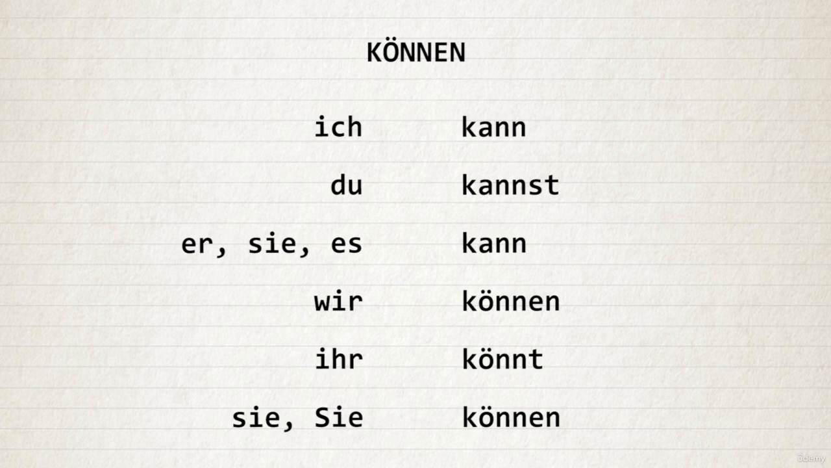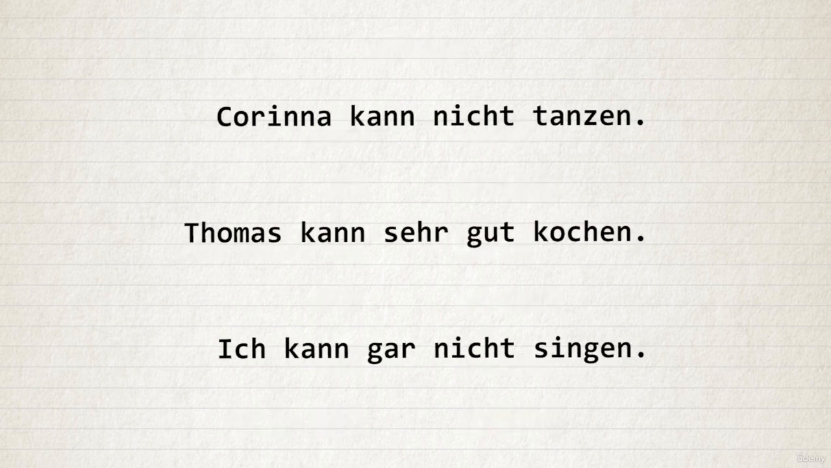But that's not all the weird things about the modal verbs. Modal verbs like company, meaning they don't like to be alone in the sentence. That's why they will always have another verb with them. Corinna kann nicht tanzen. Thomas kann sehr gut kochen. Ich kann gar nicht singen. You see, tanzen, kochen, singen. Another verb is in every sentence.